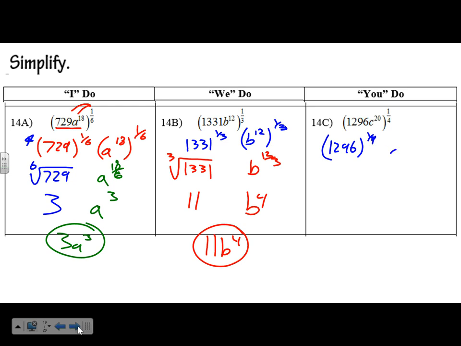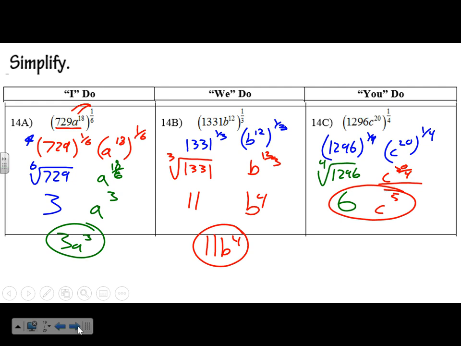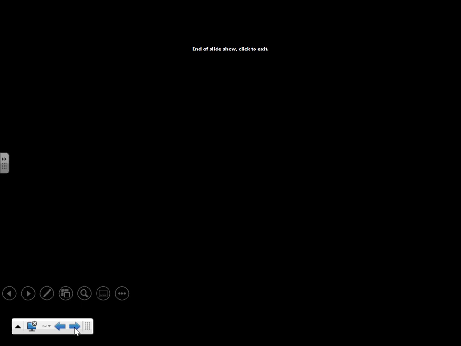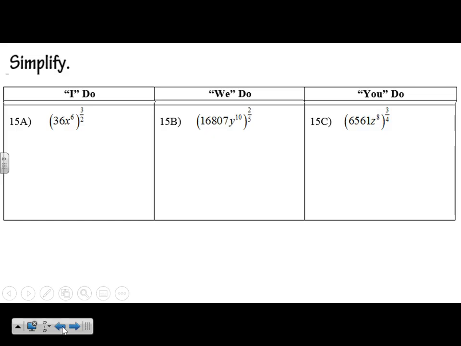1/4, b to the 20th, to the 1/4. So this is the 4th root of 1296. It's 6, and then this is c to the 20 over 4, which is c to the 5th. So 6, c to the 5th. I think these are about the last ones. All right. So keep on doing this.